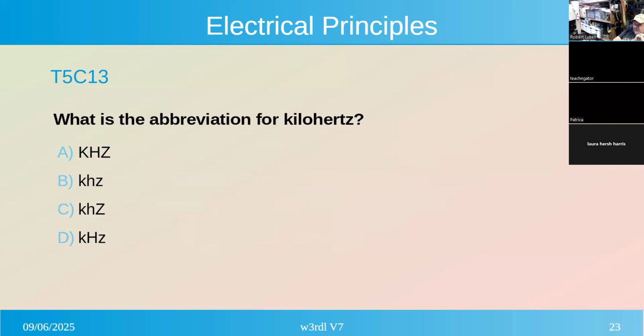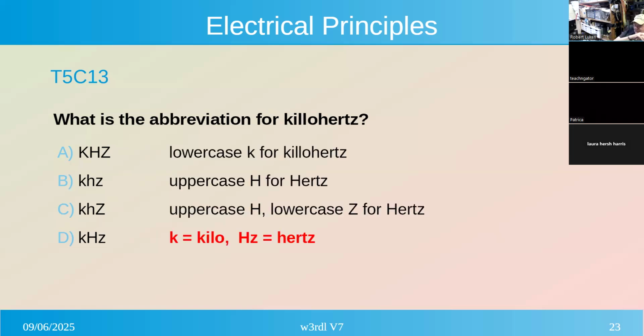What is the abbreviation for kilohertz? Remember, I told you about a trick question. I think it was delta. Yes, delta. All right. Little k, capital H, little z.